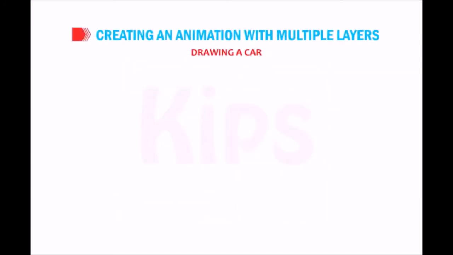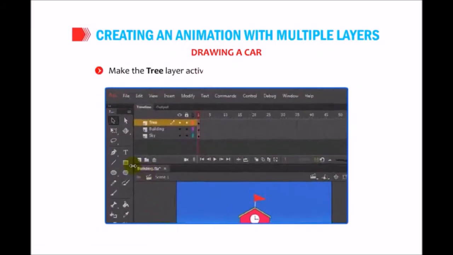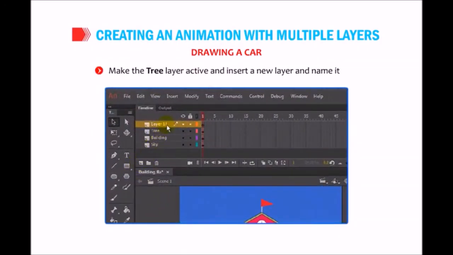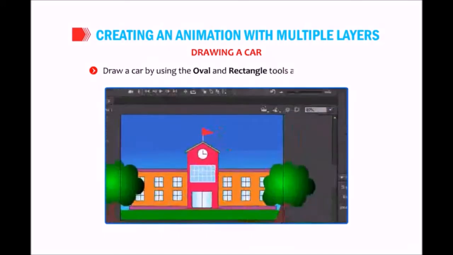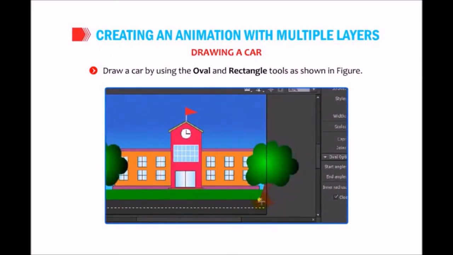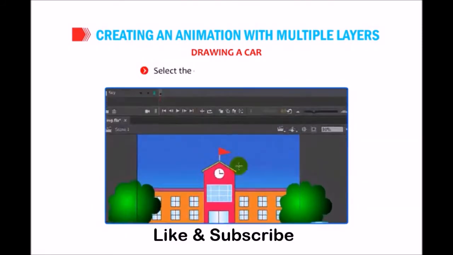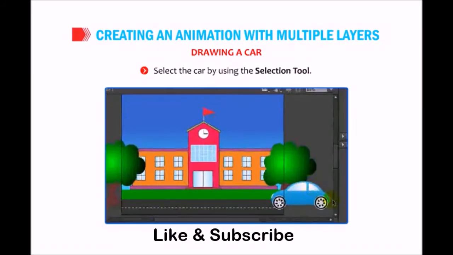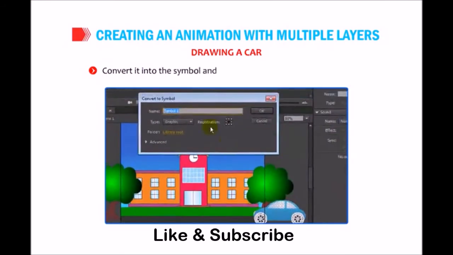Drawing a car. Make the tree layer active and insert a new layer and name it Car. Draw a car by using oval and rectangle tools as shown in figure. Select the car using the Selection tool. Convert it into the symbol and place the car instance on the stage.